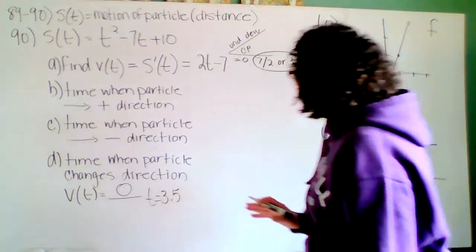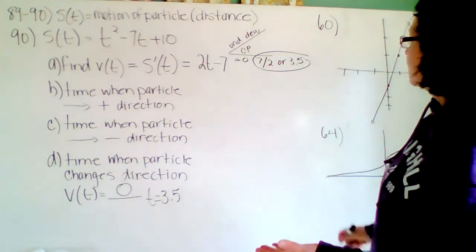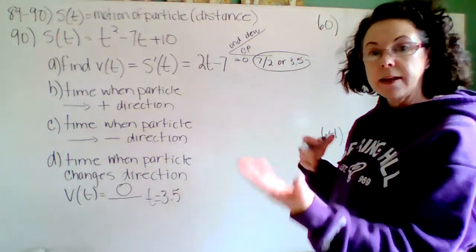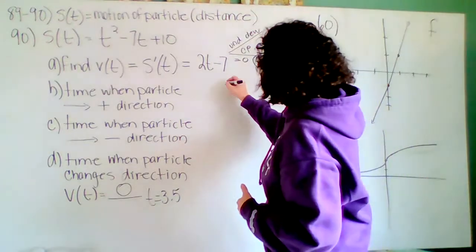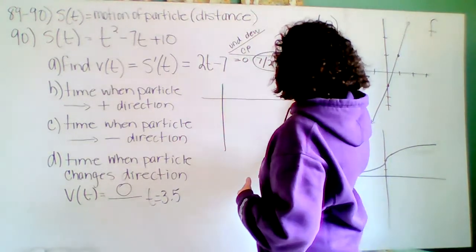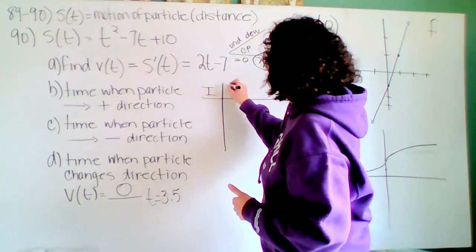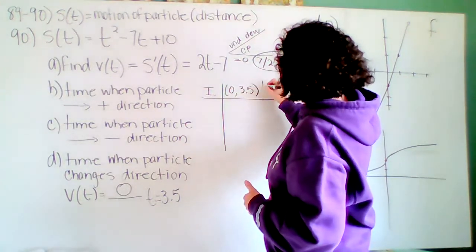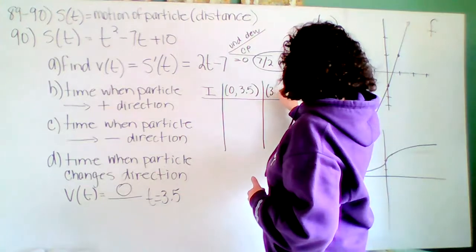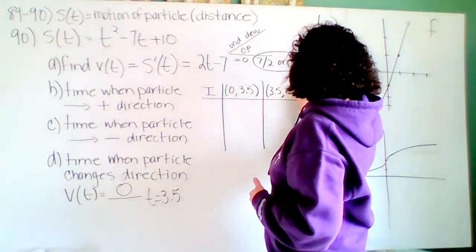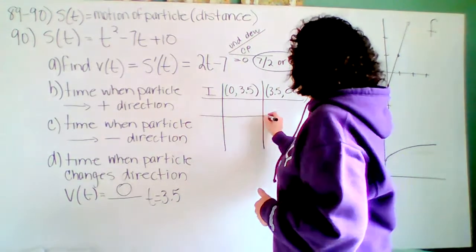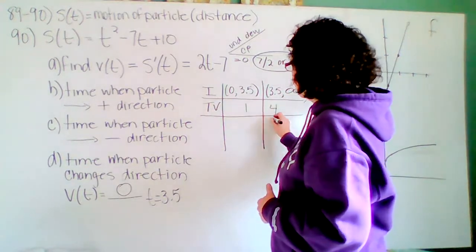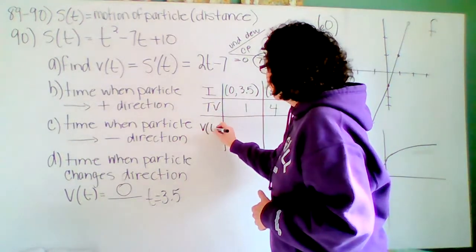Now, is the derivative positive or negative on the left or the right of a time of 3.5? Let's set up our first derivative chart. Our time starts at 0 and goes to 3.5. And then we start at 3.5 and our time goes to infinity. Our test values, how about 1 and 4? And now we're checking that derivative.